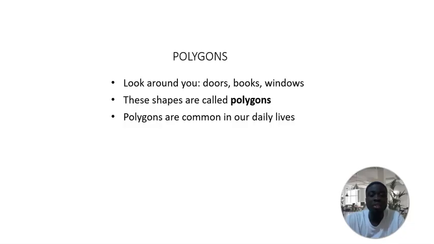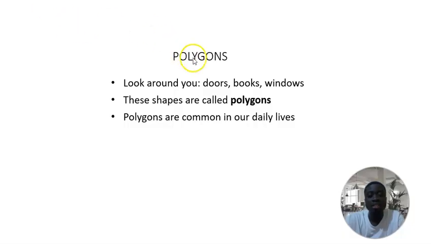So, for instance, if you're in a room, let's say in a classroom, you see doors, you see books, you see windows, and what have you. All these shapes form polygons. So we say that we can see or can get polygons in our daily lives. So they are around us.